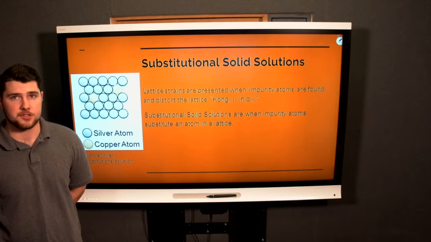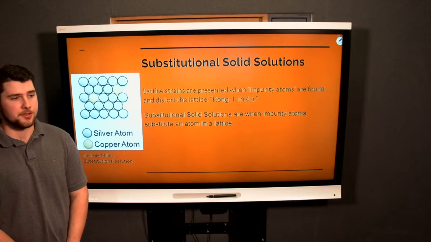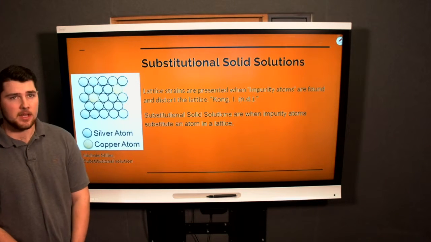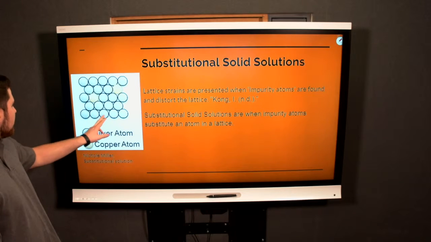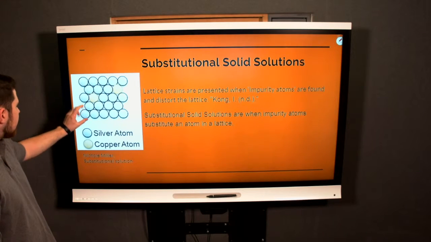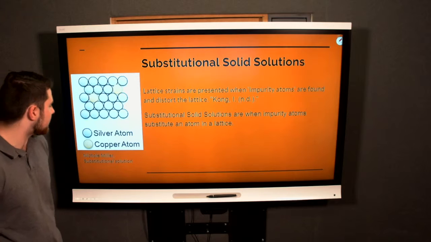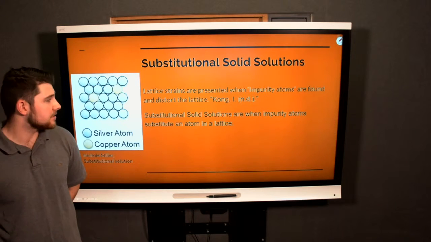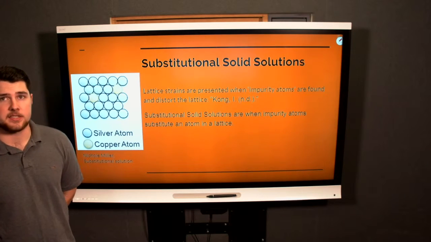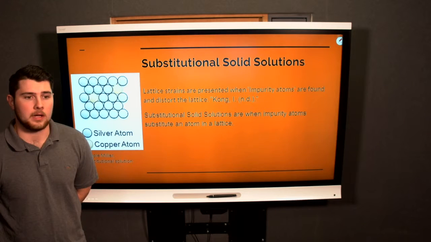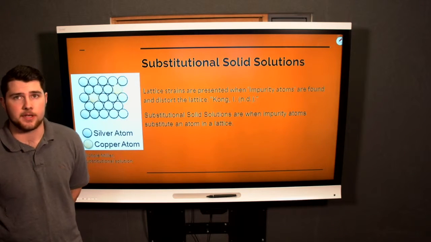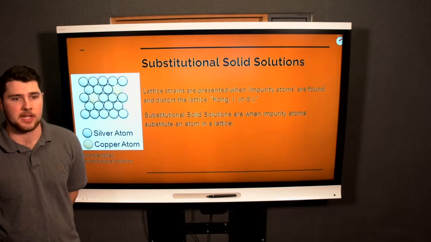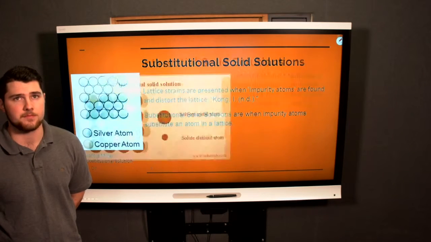Substitutional solid solutions are when impurity atoms substitute another atom within the lattice. As we can see here, we have a majority of silver atoms within a lattice, and copper atoms substituting in place of those silver atoms. This causes lattice strains that are present when the impurity atoms are found, and they distort the lattice to cause strains on the system.